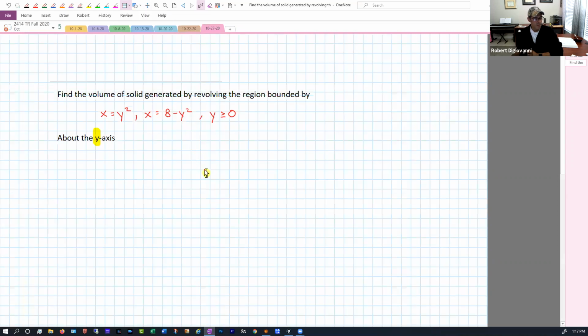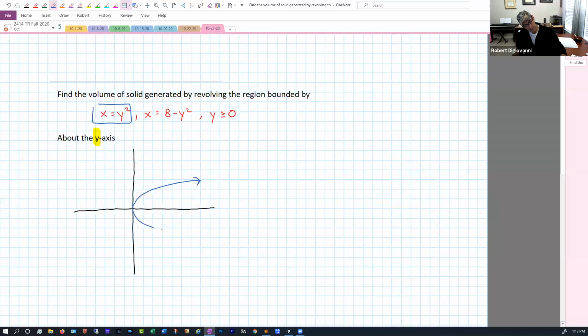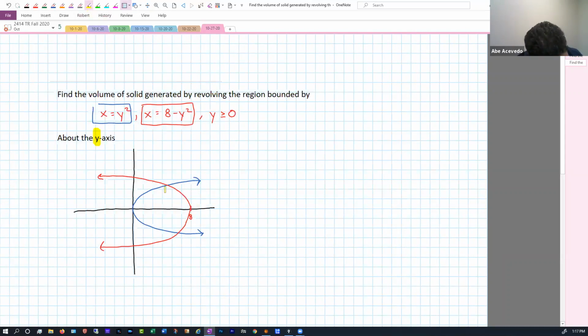So again, I'd go through the same procedure. I would go and graph it. Okay, x equals y squared. That one I'll do in blue. That is a parabola that opens sideways like this. And then the other one I'll do in, I guess, red. That'll be a parabola that starts at an x value of 8 and opens up this way. Do y'all see that's basically the same exact problem, just laid sideways? Right? And then y being greater than or equal to 0 puts us up here.